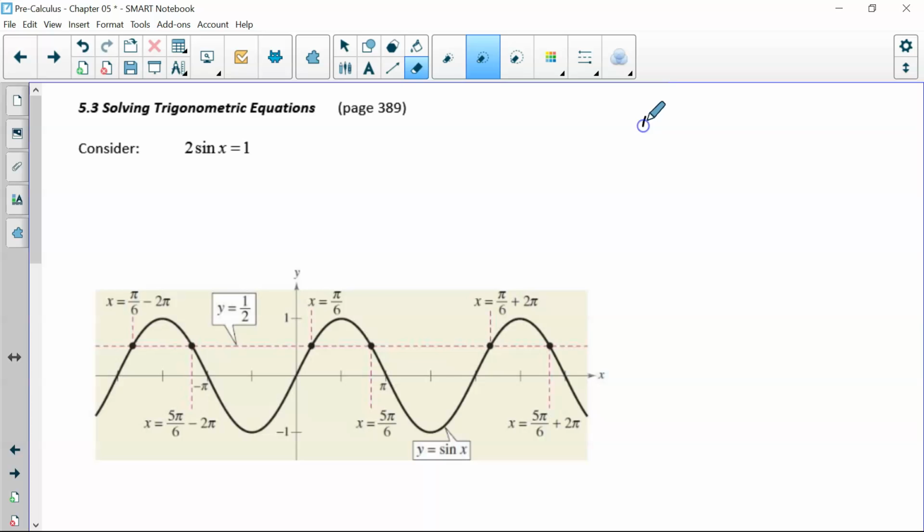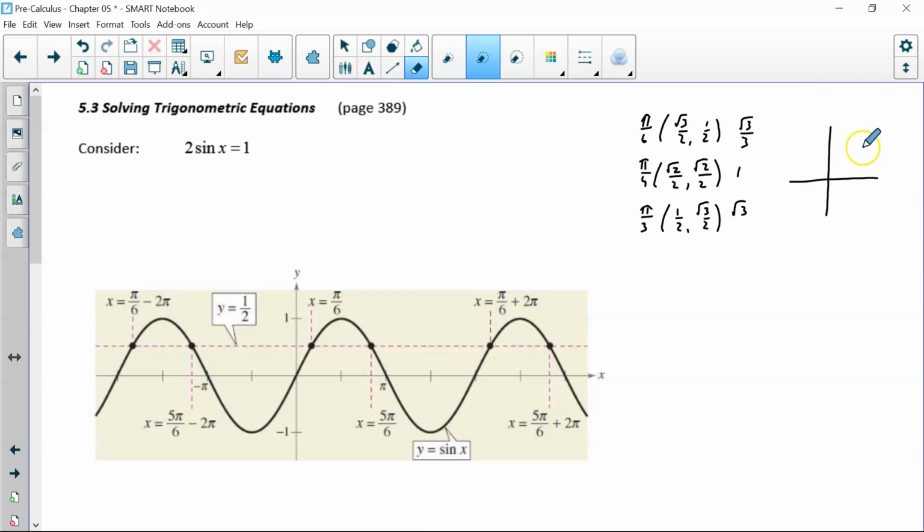Keep in mind, when we have a pi over 6, we're at root 3 over 2, 1/2, and the tangent is root 3 over 3. Pi over 4, root 2 over 2, root 2 over 2, and the tangent is 1. And for pi over 3, we're at 1/2, root 3 over 2, and the tangent is root 3.